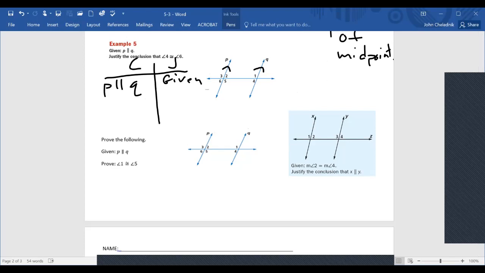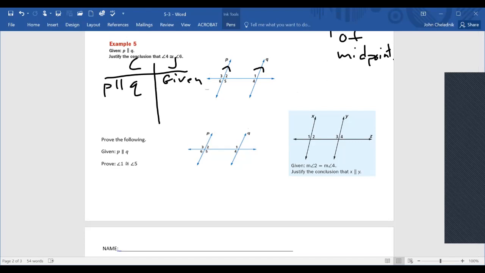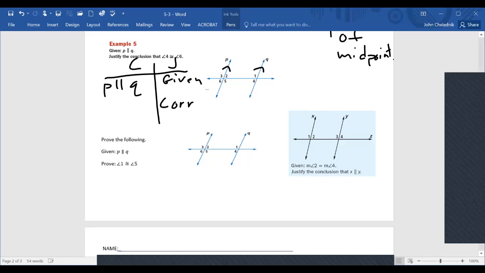And we learned, well, I'm going to teach you in person, I think the next time we meet, that corresponding angles are equal when the lines are parallel. So that's called the corresponding angles postulate. I'm just going to write corresponding angles. So that's how we know that angle 4 is congruent to angle 6.